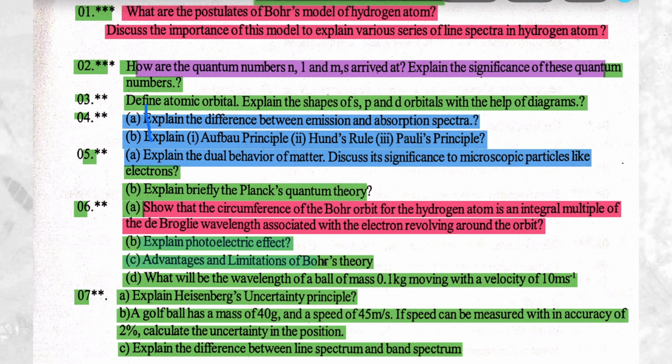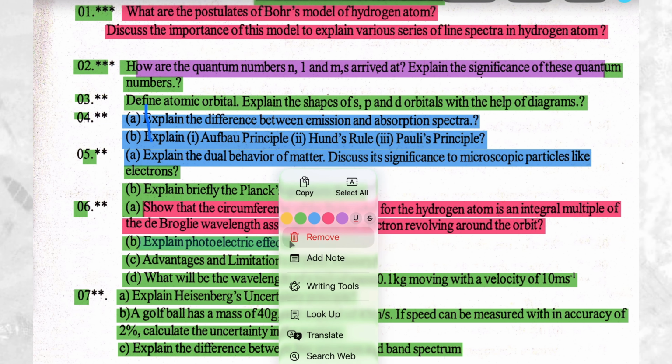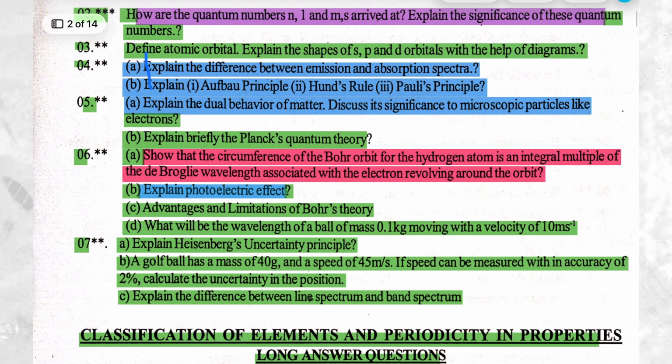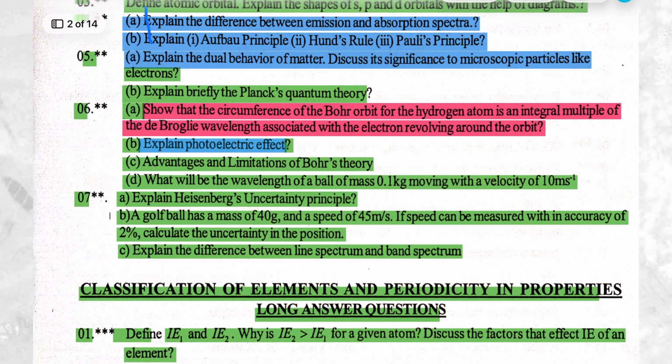See, what is photoelectric effect? They are asking as a 4 marks question from the atomic structure. Don't forget. Clear? Atomic structure. Clear? Next one. See, one more: advantages and limitations of Bohr's theory.